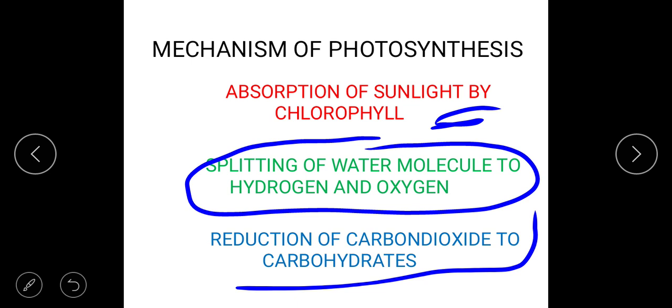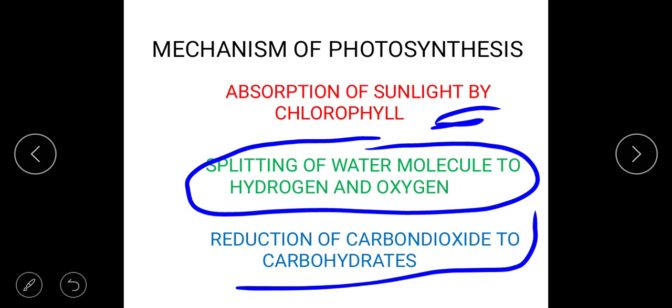So in the first step, sunlight is absorbed. Chlorophyll absorbs the sunlight, and at that time ATP, adenosine triphosphate, is synthesized, as well as the energy-rich compound known as NADPH. You'll study about NADPH in the higher classes if you opt for biology.